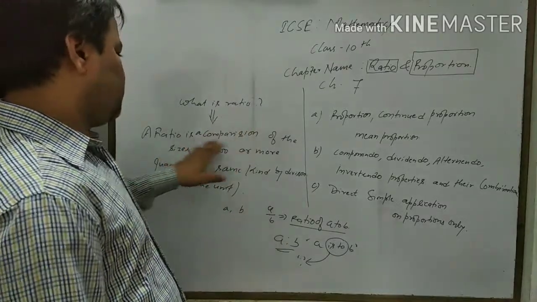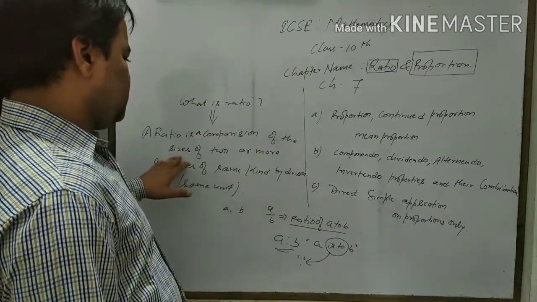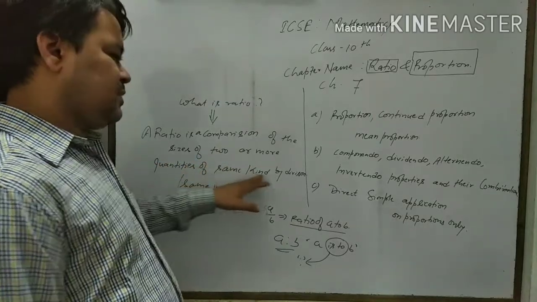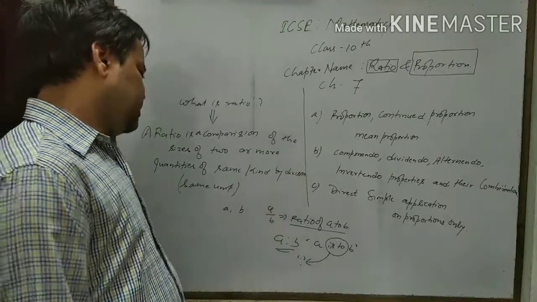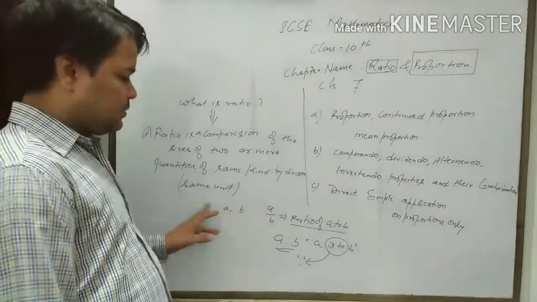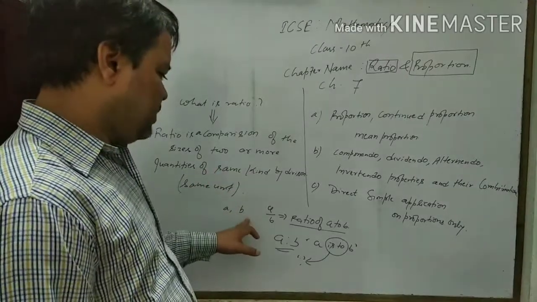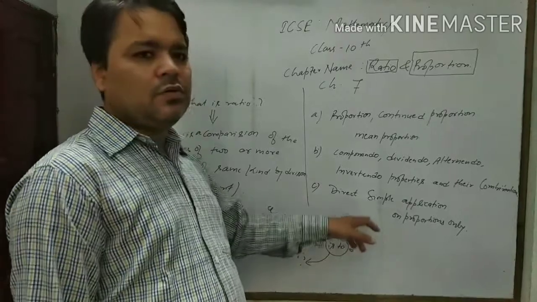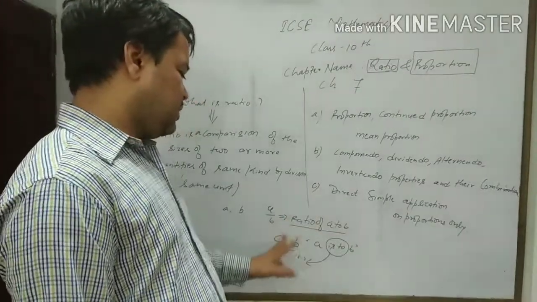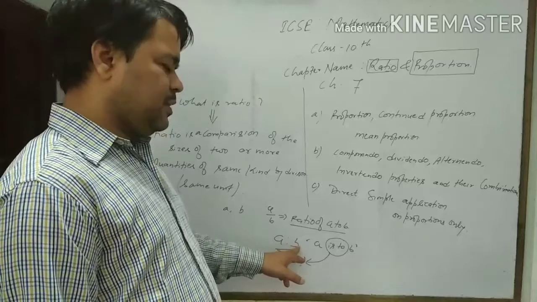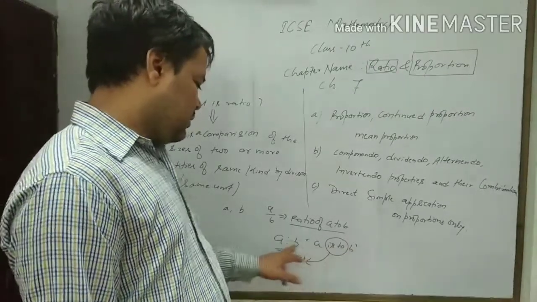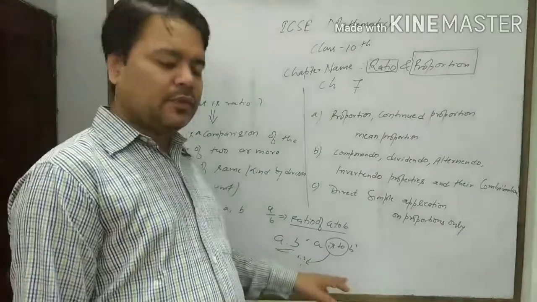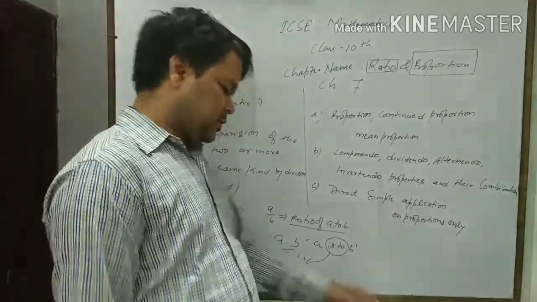What is a ratio? A ratio is a comparison of the sizes of two or more quantities of the same kind, by the division method, and the units will be the same. If we have two quantities a and b, then the fraction a by b is called the ratio of a to b, and it is represented by a:b. We read it as a is to b.